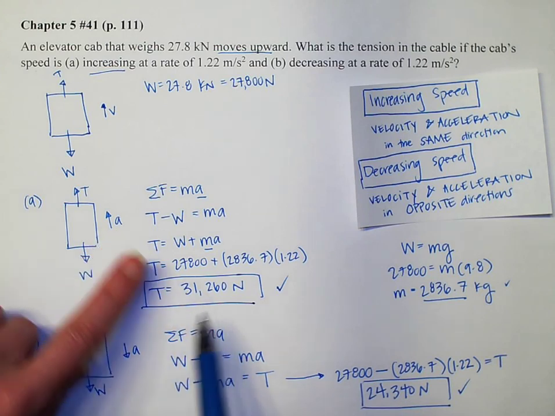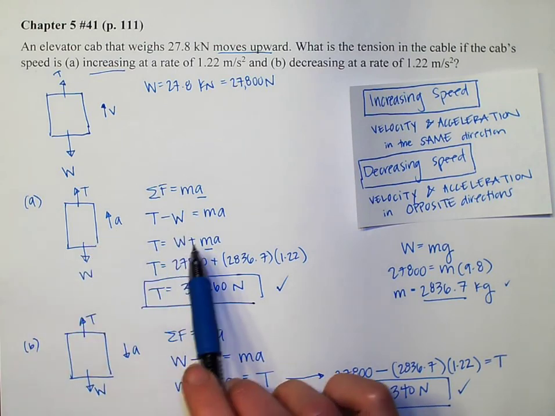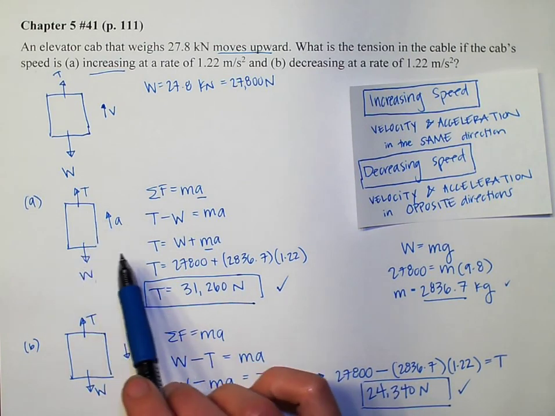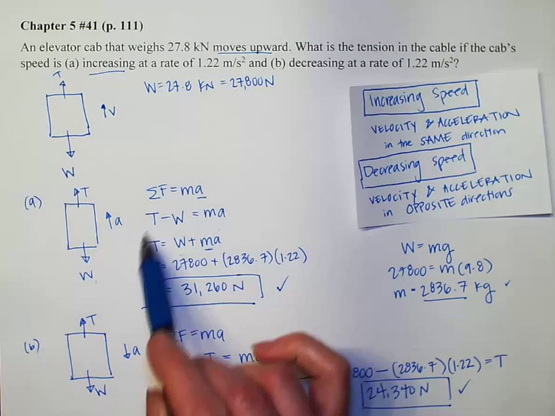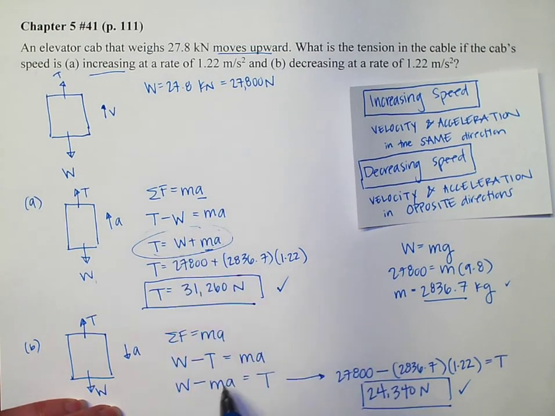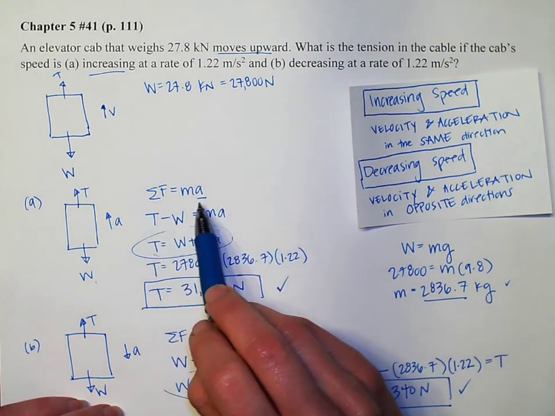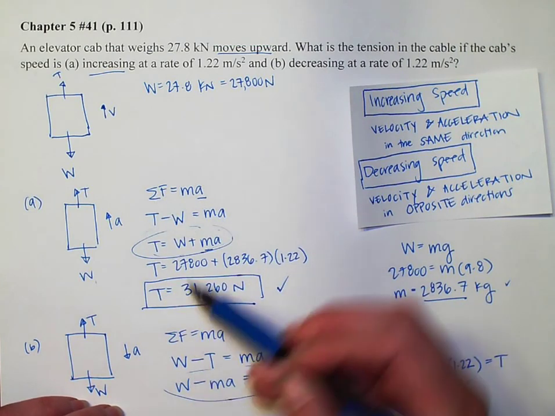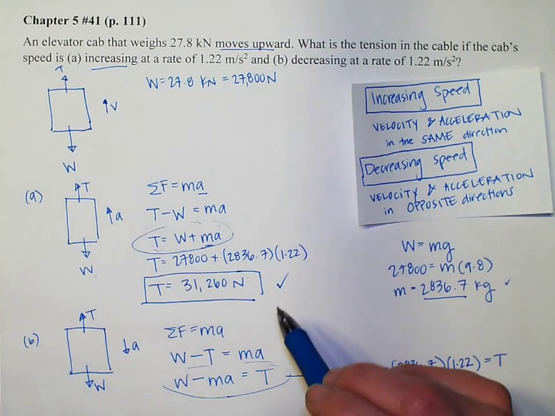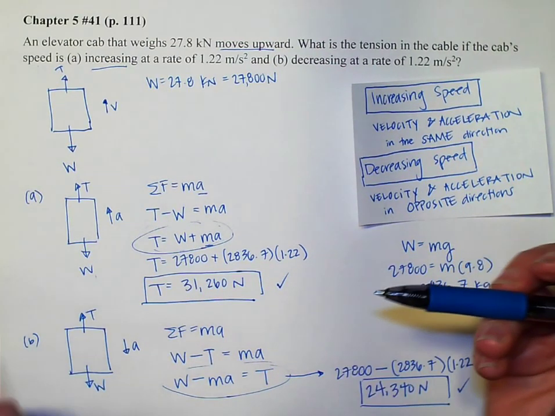Hooray for us. But I just want to make a quick note that I think that sometimes when people are doing elevator problems, they feel as though they should be able to skip directly to this equation or to this equation. But I never do that. I always start with the sum of the forces equals mass times acceleration, and consider the direction of your acceleration so that you don't make a mistake.